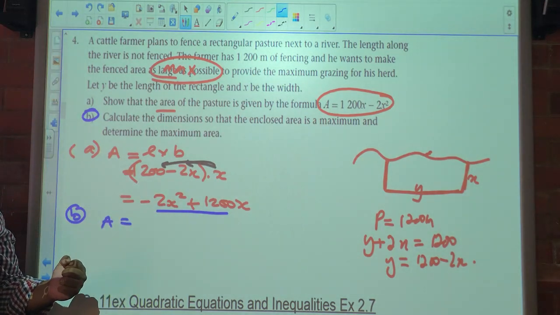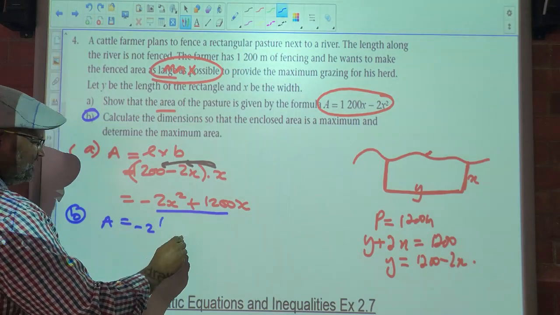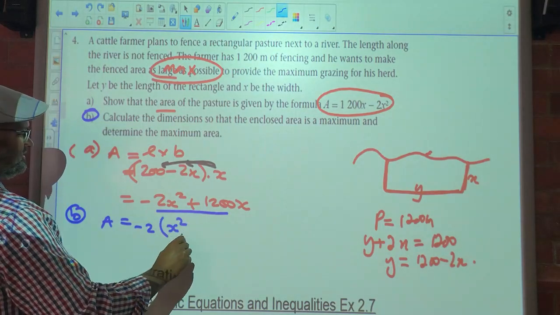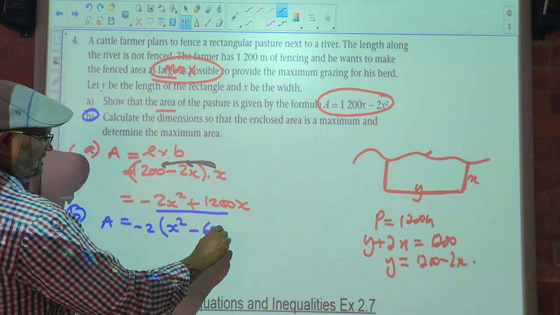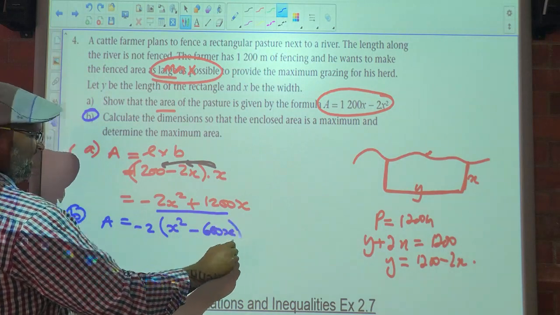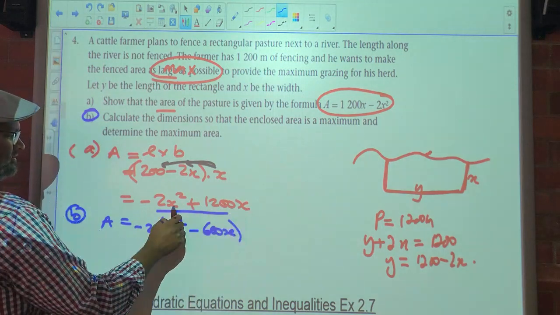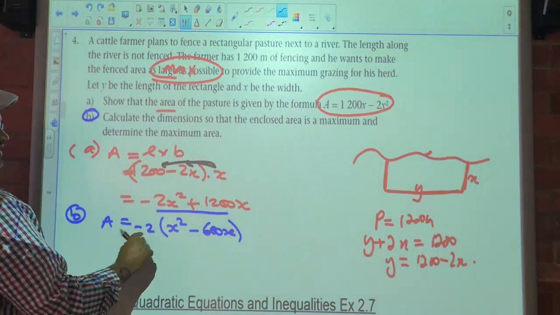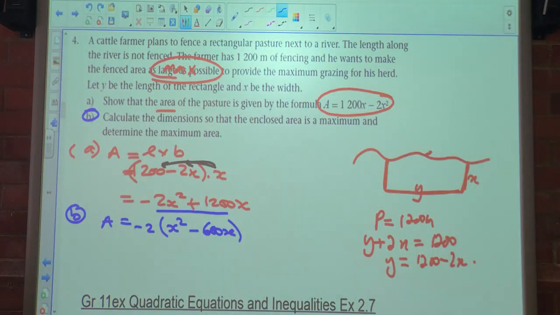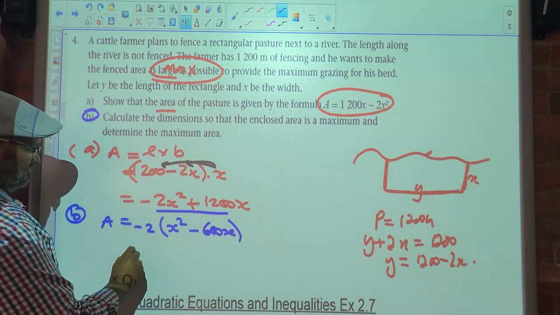Take out negative 2 as a common factor. Why am I doing that? Because I want to complete the square. Okay, I know x is also common, but I'm not worried about it. I'm just worried about the coefficient of x squared being 1. Did you see that, people? So what do we say now?